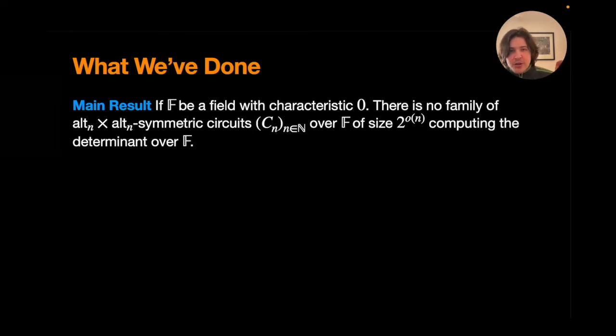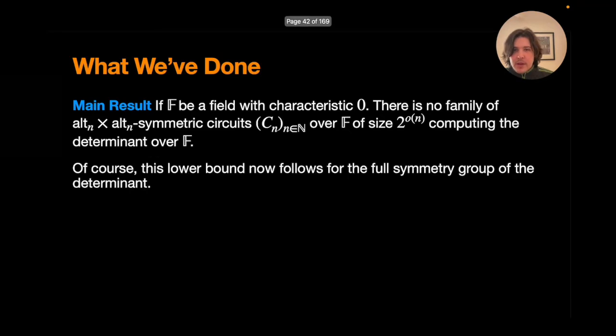So what we've done today is proved, in fact, that there is an exponential lower bound on the determinant when one considers the action of Alt(n) × Alt(n) on the input gates. So here we do have an exponential lower bound. And now, of course, this lower bound does apply a fortiori to the full symmetry group of the determinant. So we now do actually get that any family of circuits that are symmetric with respect to the full symmetry group of the determinant is necessarily going to have to be at least exponential size if it's computing the determinant over fields of characteristic 0.